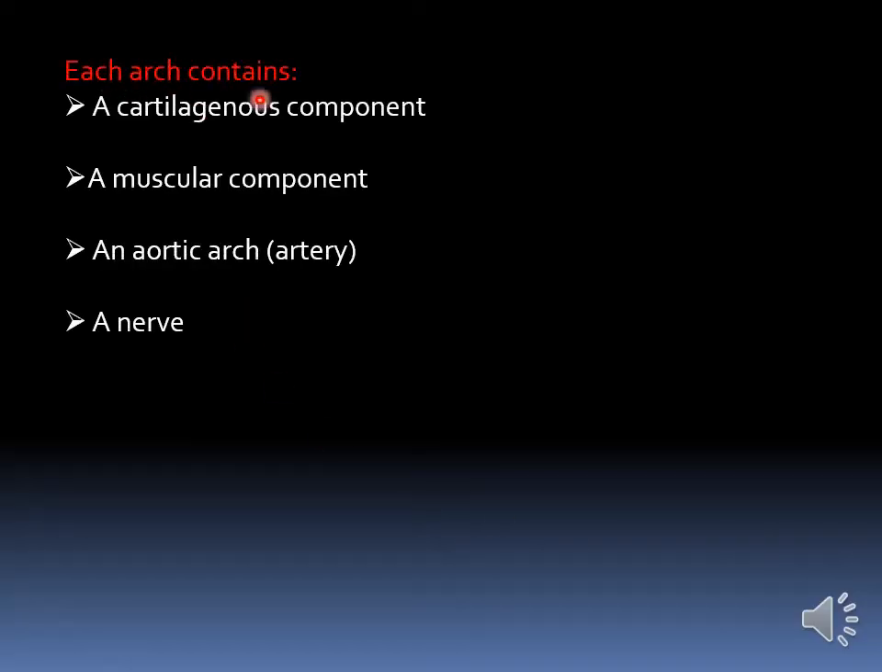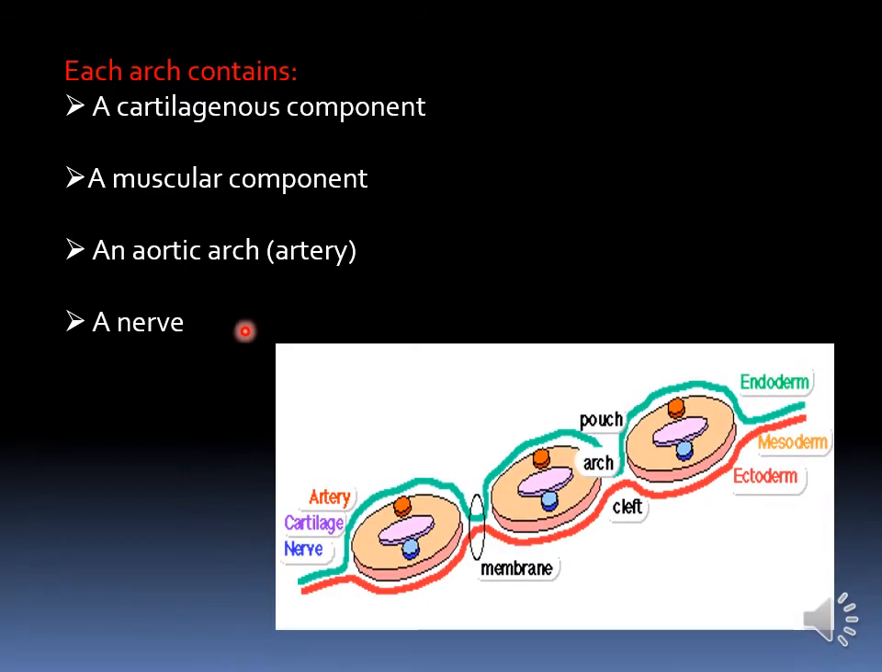Each arch, as I mentioned, contains cartilage, muscle, artery, and nerve. Here is this again. These are the components of each arch. It is the same for each pharyngeal arch.